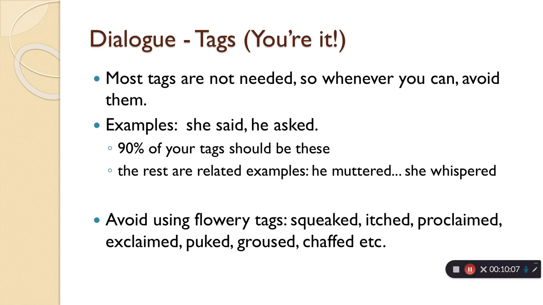So you can have other ones, like I've got here examples. He muttered, she whispered. You can have other things in there. But we want to avoid the flowery tags, the ones like squeaked and itched and proclaimed and puked and groused, right? Like, oh, how dare you, she groused. We don't want to put that in there. That might get you an A in grade 5, but it's not going to get you an A with your readers.